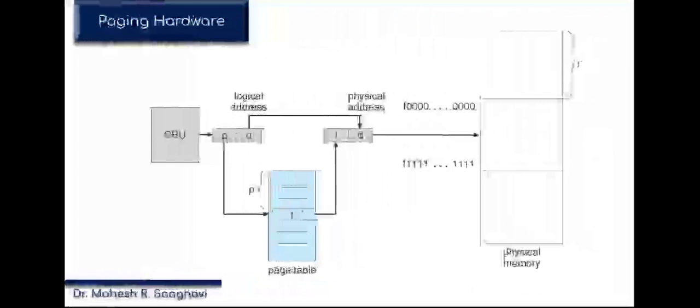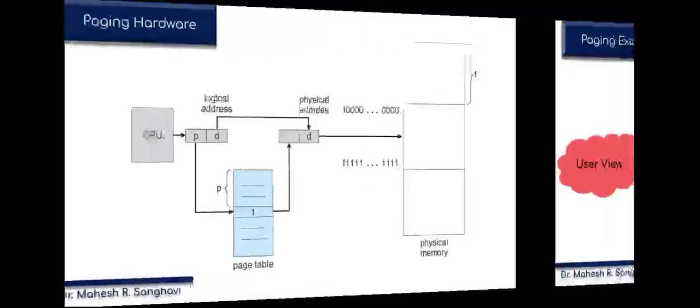Now in the paging hardware, if you see this arrangement, the CPU generates a logical address. This logical address has P and D. P is given to the page table, and from that you get the frame number. This frame number goes to the physical address, and D as the displacement goes directly. So the logical address, using the page table, is converted into the physical address, and finally we get the data from physical memory. That's the beauty of this paging hardware.